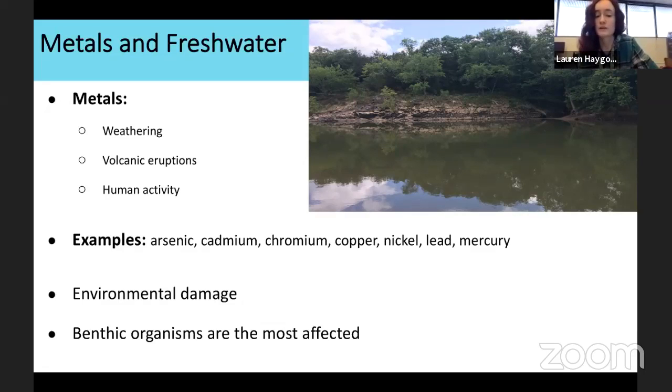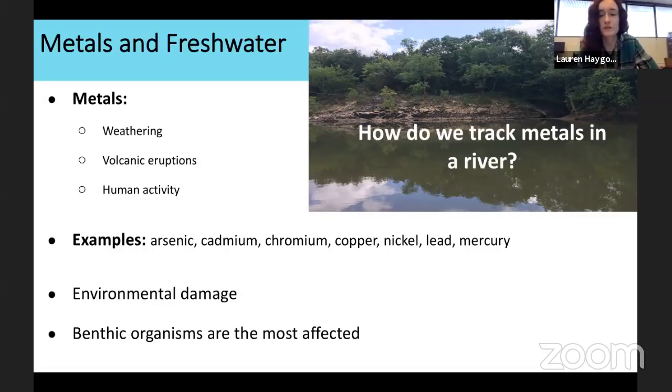And benthic organisms are the most affected. And so benthic organisms are organisms that live on the bottom of a river. And so those could be mussels. So they would be the most affected due to metals in the water. So how do we even track metals in the river? Like what do we do? How do we do this?